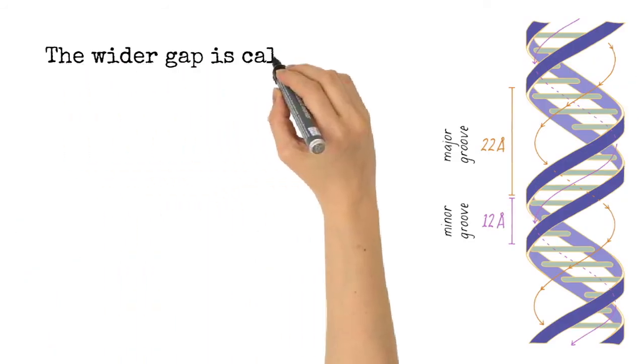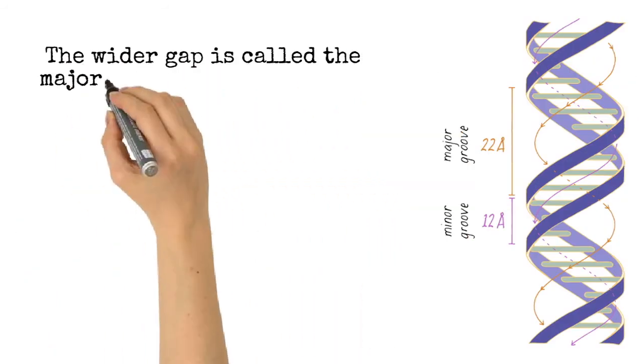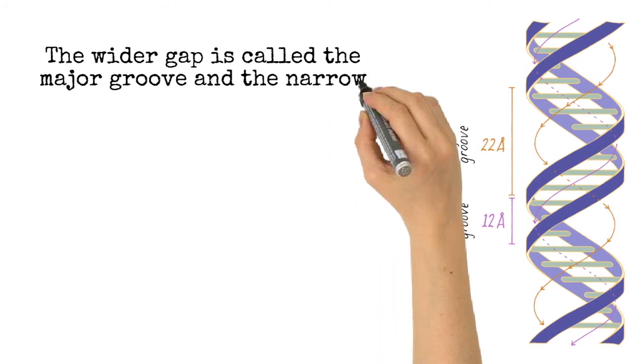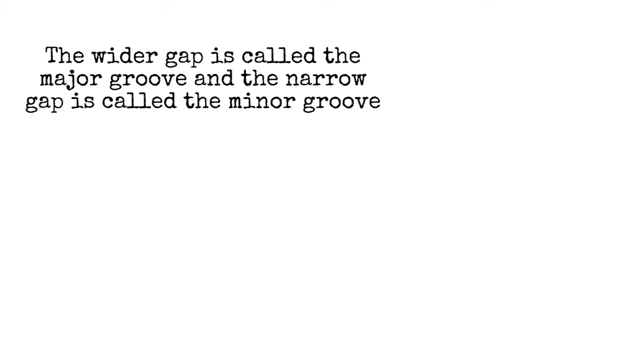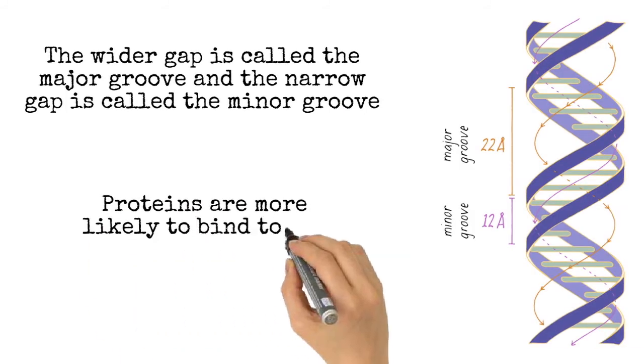The twisting of the DNA double helix bases creates a wider gap called the major groove and a narrow gap called the minor groove. The grooves are really important binding sites for proteins as they maintain the DNA and regulate gene activity. Proteins are more likely to bind to the major grooves as they have more access to it than the minor grooves.